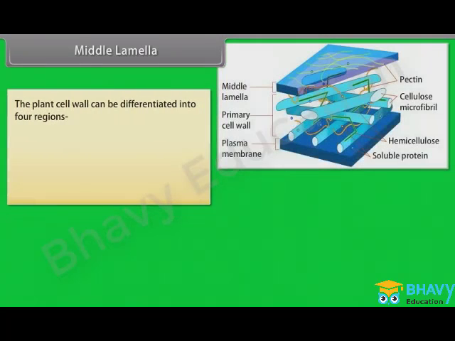Middle lamella. The plant cell wall can be differentiated into 4 regions: middle lamella, primary wall, secondary wall, tertiary wall.